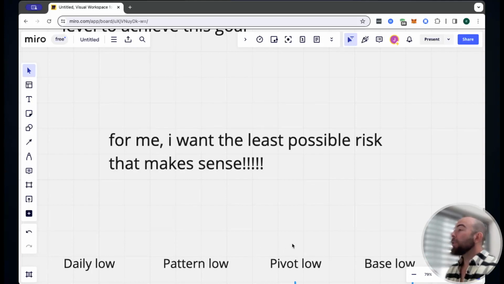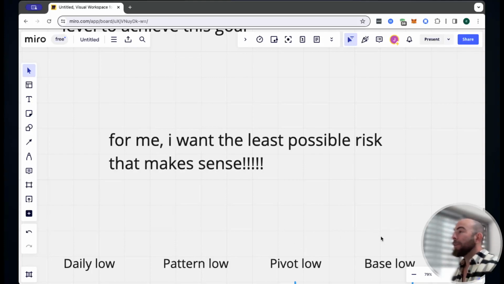Or I will use a pivot low. Remember that, and I will draw it. Sometimes we have a base and we have a pattern, for example, a cup with handle, and the handle itself is a pivot. So I'll put it below the low of the candle. So that will be the pivot low.